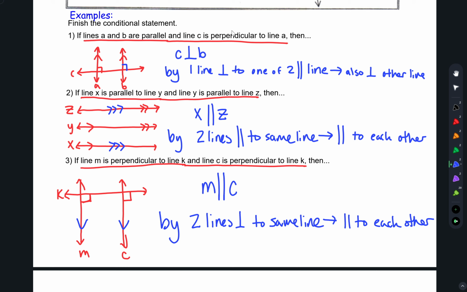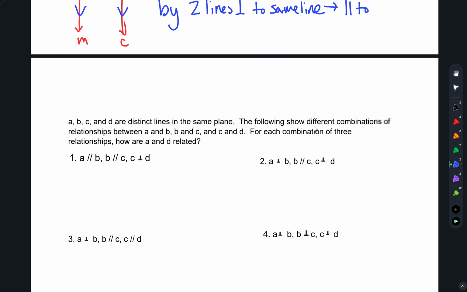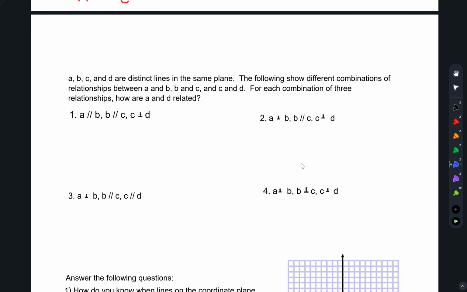Okay, any questions on this? It's all about drawing these guys. A little creativity. All right, flip it over. More drawing here. This is what a lot of your homework is going to look like. Actually, not a lot of your homework, but a decent amount of your homework will look like this.